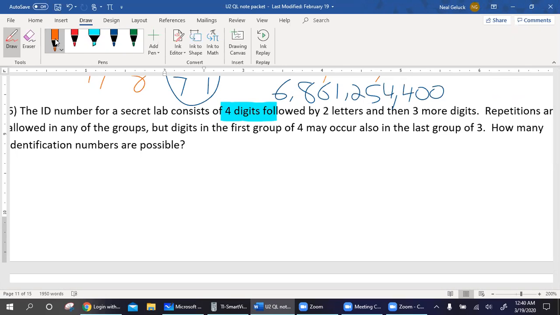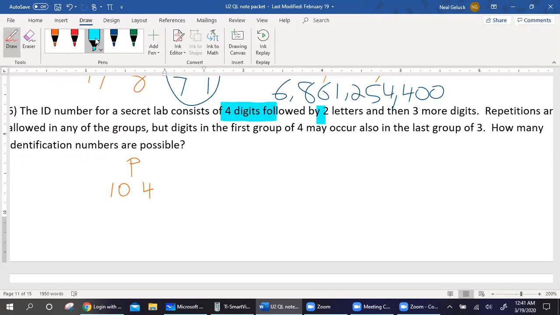It does say later on, no repetitions are allowed within any of the groups. So my 4 digits, since the number 1, 2, 3, 4 entered into a keypad is different than 4, 3, 2, 1, this is a permutation again. It's a permutation because the order of the numbers will matter when I enter them into the keypad. Well, there are 10 digits, remember 0 through 9, and I'm picking 4 of them.